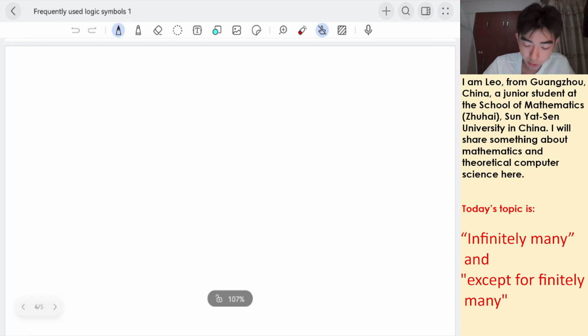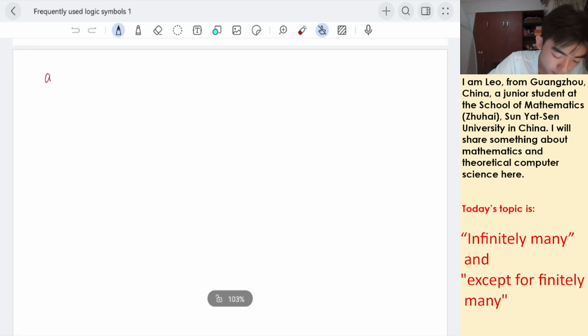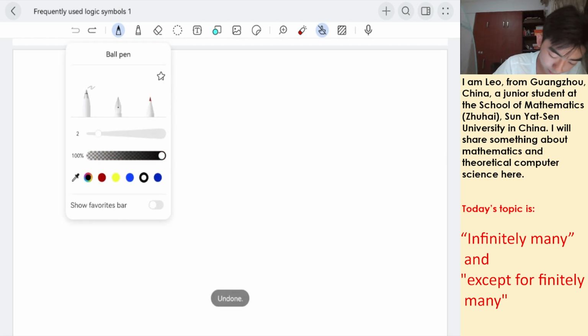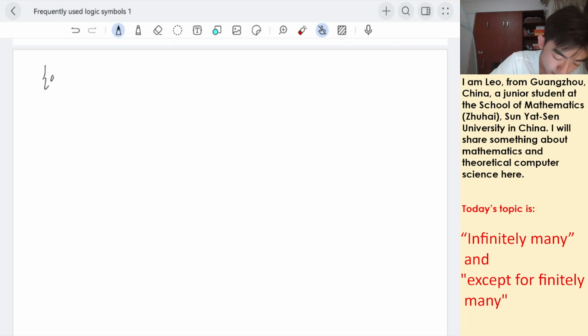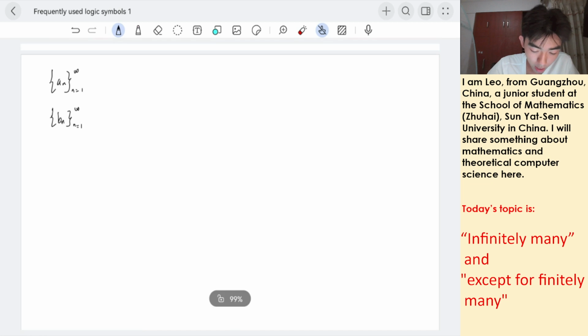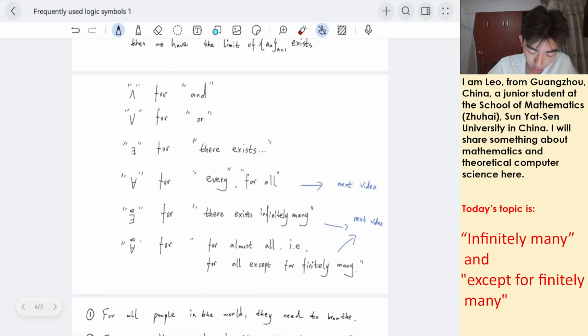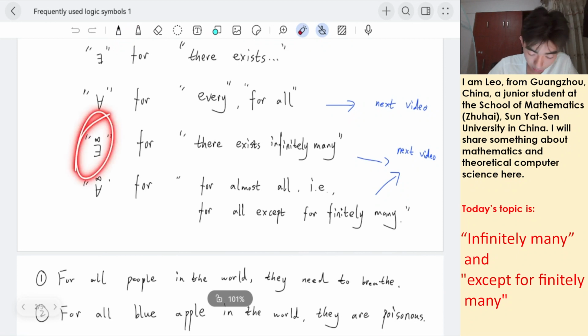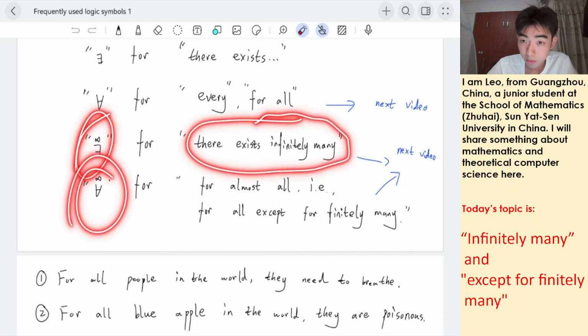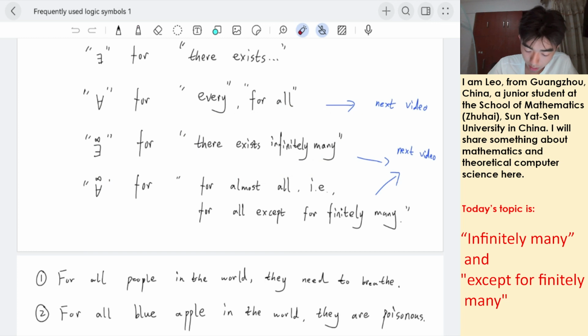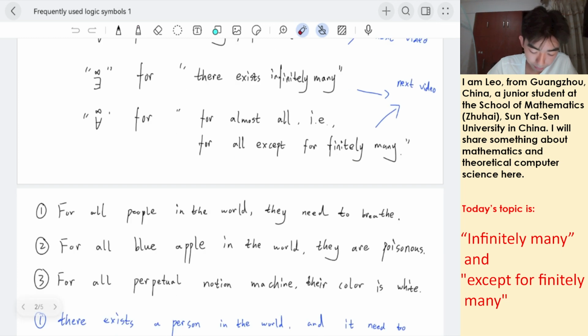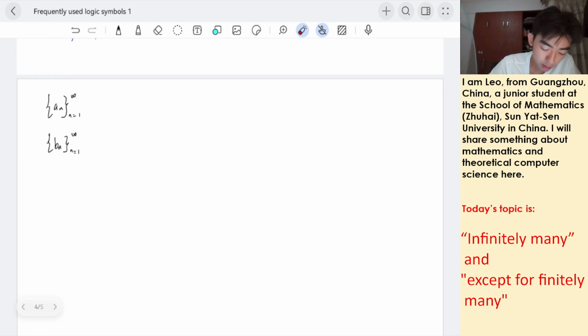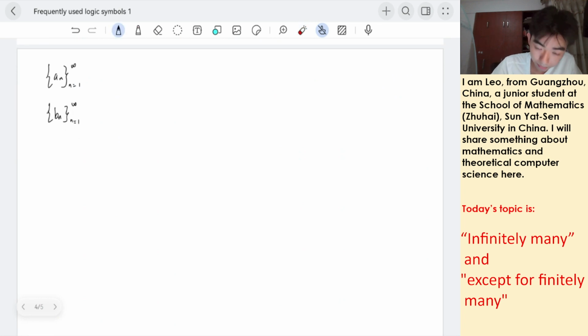Okay, let's consider two sequences, an, n from one to infinity, and bn, n from one to infinity. Today I'm going to introduce these two things: infinitely many, and for all except for finitely many. Okay, let's see these two sequences.